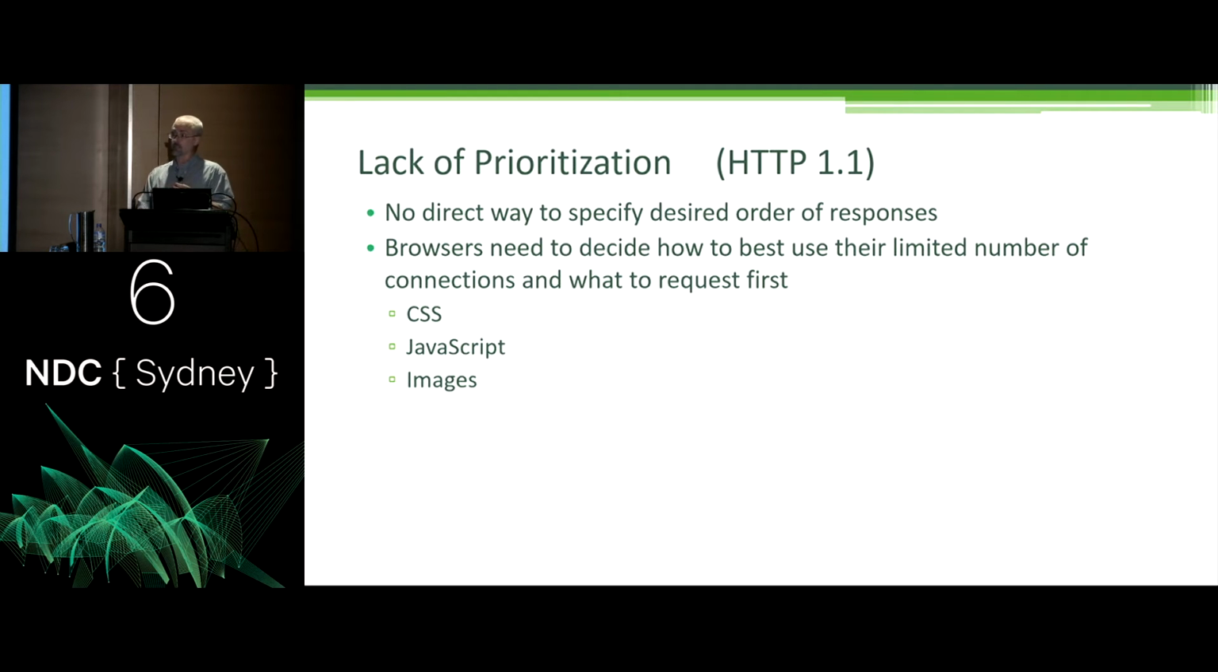There's a lack of prioritization, so there's no direct way for me to specify the desired order of responses. So browsers need to basically decide. It's a guessing game, and they keep changing what they want to do because it's a game of how they're going to win. They know they have 6 connections, so they're parsing your HTML, and they see a new resource they want to get, and they try to decide, oh, this is an image. I'd really rather get CSS first. Maybe a style sheet will be coming up next, so maybe I should just hold that connection and not issue it yet, hoping I can use it for CSS. So they play all these games just because there's no prioritization built into 1.1.